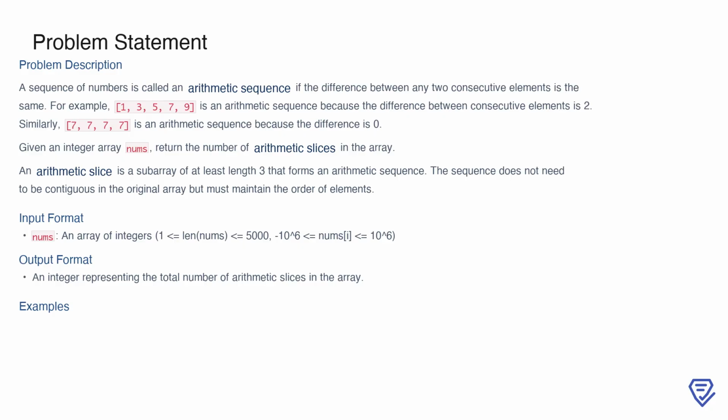Now, the task is to find all subarrays of at least length 3 that form an arithmetic sequence in the given array nums. These subarrays are what we call arithmetic slices. The input is an array of integers, nums, and the output is a single integer that represents the total number of such arithmetic slices. Since the array can be large, with up to 5,000 elements, and the values can range between -1 million and 1 million, efficiency is important.